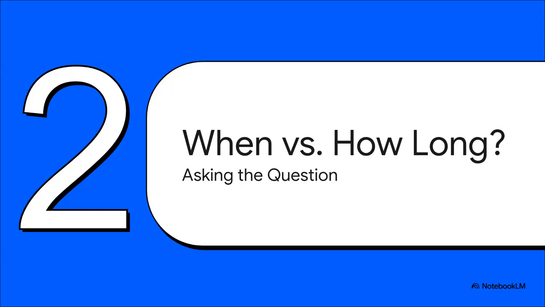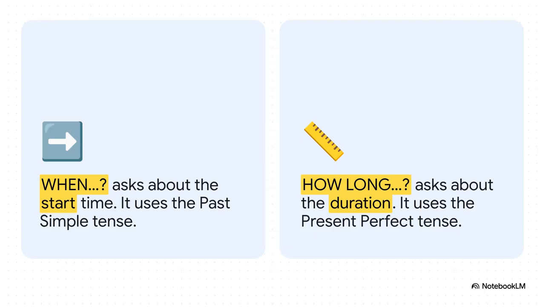Awesome. So now that you've got the basic rule down, let's add another little layer to it. It turns out the question you're trying to answer can actually set you up perfectly to use either for or since. Just think about these two types of questions. A when question is always looking for a specific point in the past, but a how long question is looking for a duration, a period of time that stretches up to the present. So you see, the question itself kind of nudges you toward the right answer.